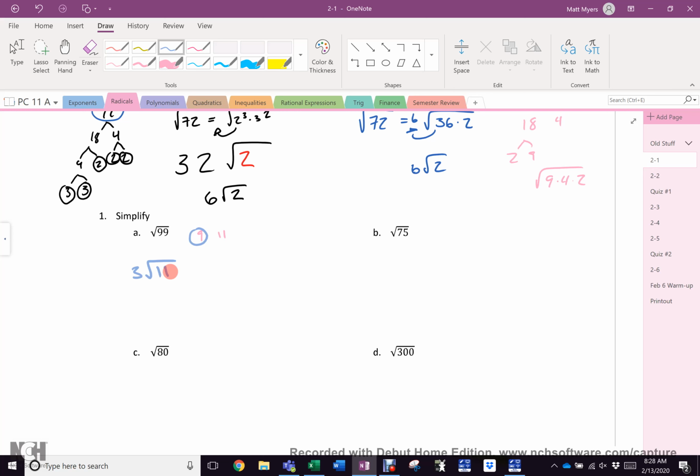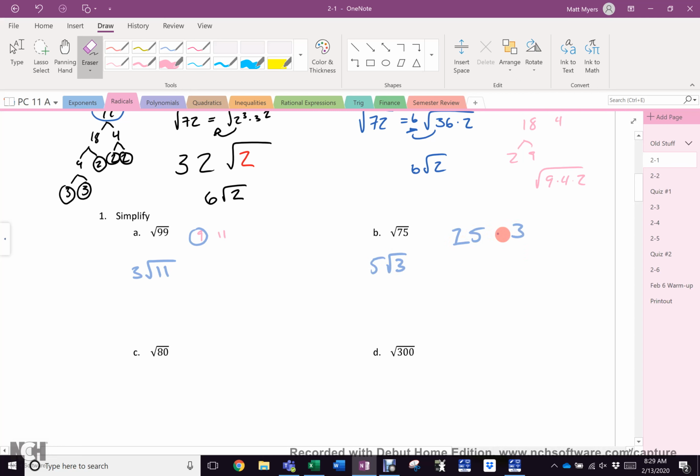All right. What about the next one? Most of you, since it ends in 5, would probably divide by 5, right? I wouldn't, though. I would make that 25 times 3. Why would I use 25? Because it's a perfect square. So what's coming out? 5.